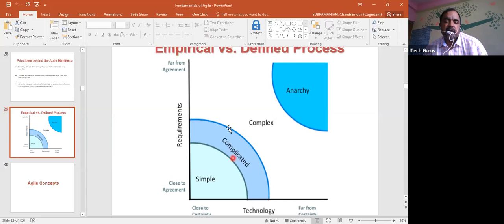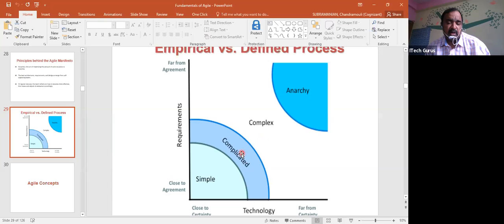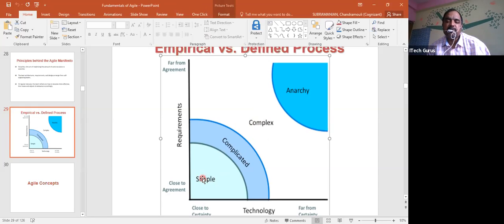The projects which are somewhat complicated and complex, that is where Agile comes into the picture. So Agile works in these two layers, complicated and complex. In the complicated layer, it can follow traditional also, and it can also be Agile. But definitely in complex, we must follow Agile. So simple is the candidate for traditional projects. Complex is the candidate for Agile projects. In between, it's your call, right?